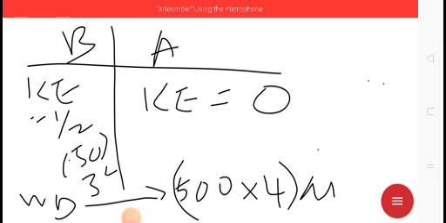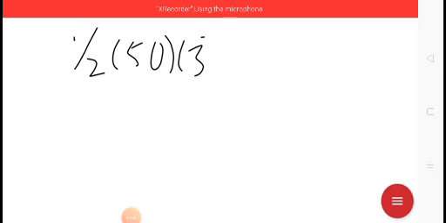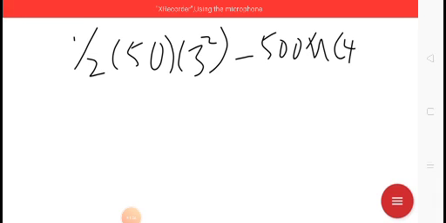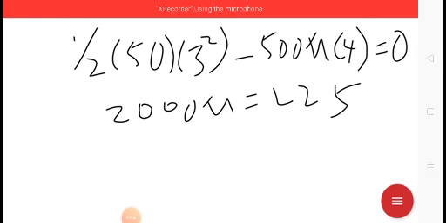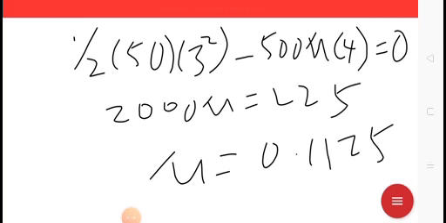So now we form the conservation of energy equation. Before, you have 1 over 2 times 50 times 3 square, minus, because you need to overcome the friction, 500 times mu times 4, and it is equal to KE 0, everything stops. So you simplify, you have 2000 mu equal to 225, and your mu will be equal to 0.1125. Right, so this is the coefficient of friction between the floor and the crate.